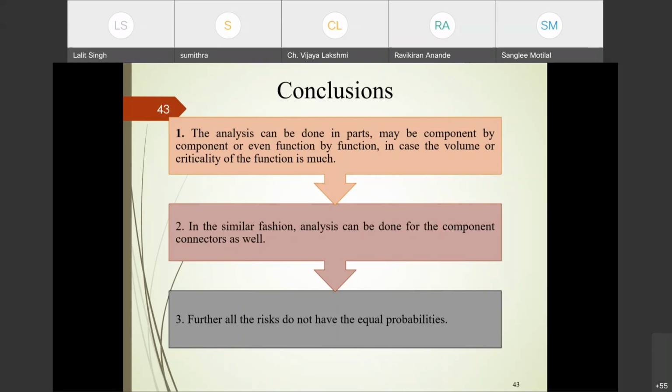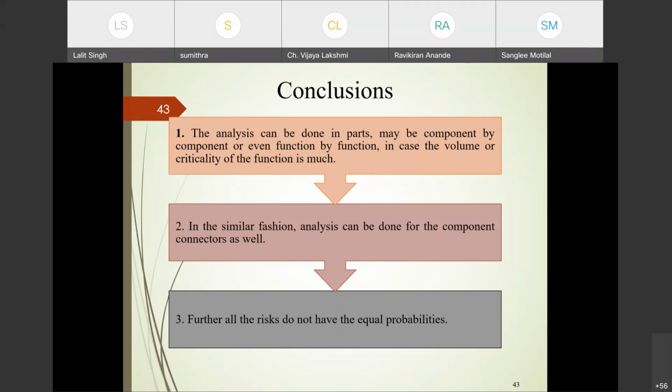And one thing we should understand is that all the risks do not have equal probabilities. So we have to prioritize the risks, and there should be a proper balance between the effort that you are going to put in and the economics and schedule of the particular system.